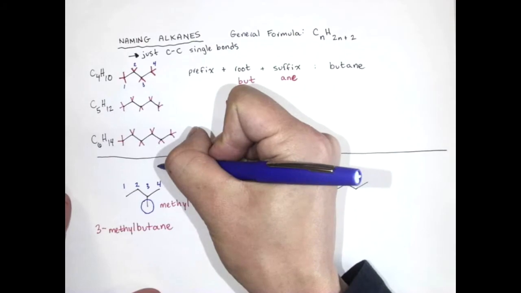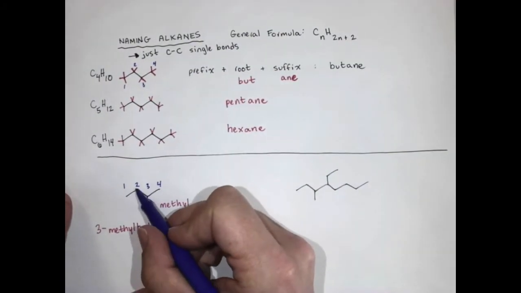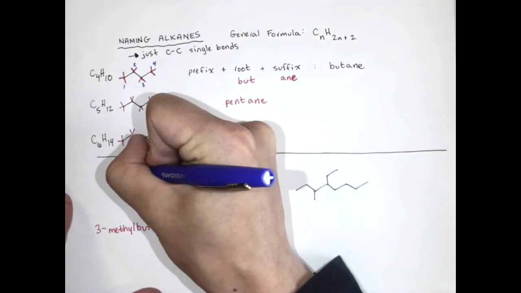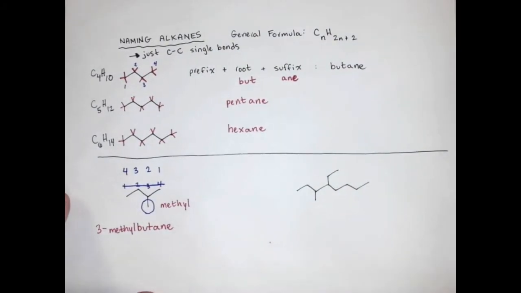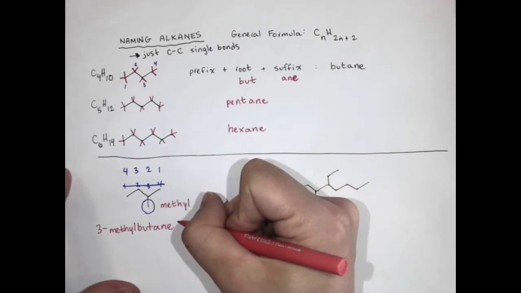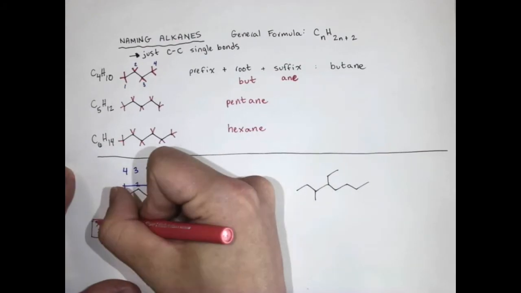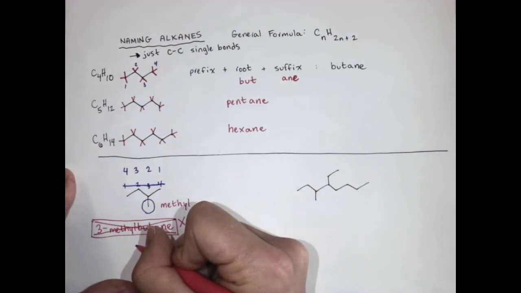But if I number it the other way, so I start on the right-hand side and I go left, I go 1, 2, 3, 4. If I go the other way, then my branch is coming off of carbon 2. It's the same molecule, I've just changed the direction in which I'm numbering the carbons. So to call it 3-methylbutane, that's no good. Instead, it should be called 2-methylbutane.